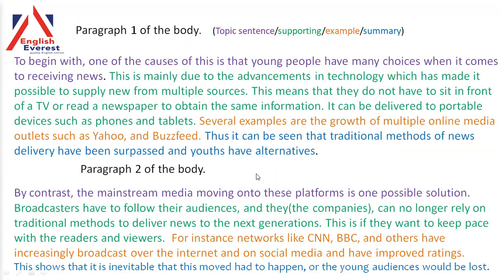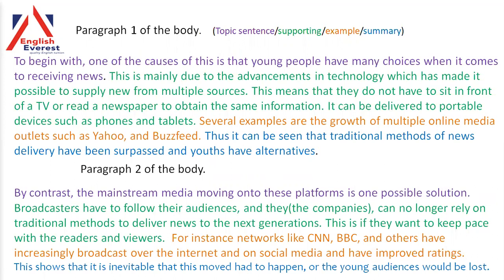Okay, so part one, paragraph one, sorry. Now, color coded, I've written the color codes in this time. Topic sentence, supporting example, summary. To begin with, one of the causes of this is that young people have many choices when it comes to receiving news. There's my topic sentence. Very clear, very to the point. Not complex, just tells the reader what this is going to be about. That's the most important thing.